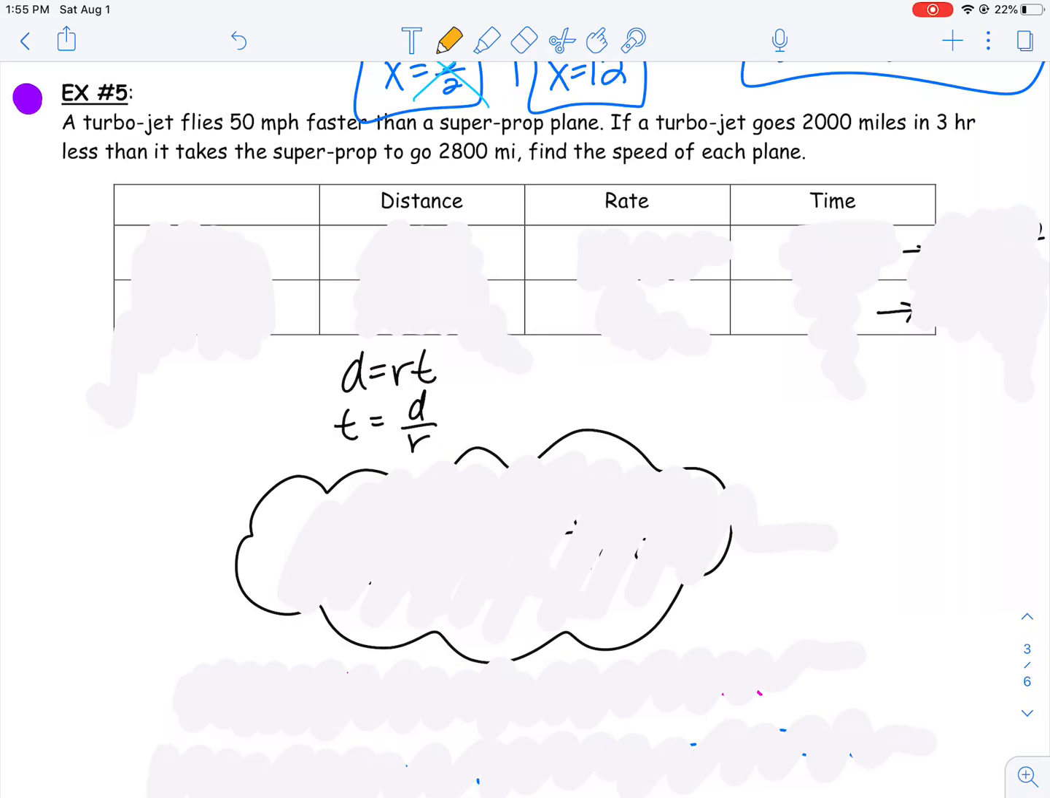All right, let's practice by doing another word problem. Here's example number 5. It says a turbojet flies 50 miles per hour faster than a superprop plane. If a turbojet goes 2,000 miles in 3 hours less than it takes a superprop plane to go 2,800 miles, find the speed of each plane.